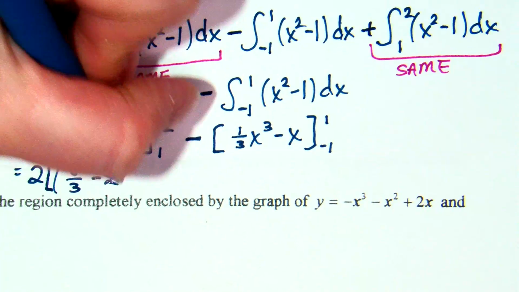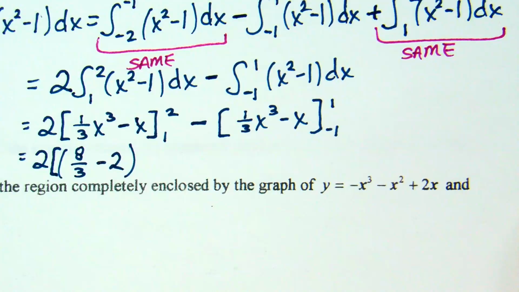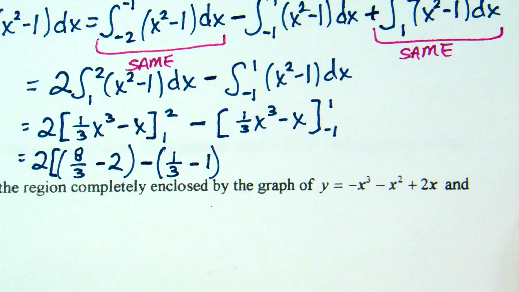And then, oops. So I've got 2 out front. Then I've got a bracket. Then in parentheses, what I get when I put in 2, which is 8/3 minus 2, minus, now I'm going to do a second set of parentheses, what I get when I put in 1. When I put in 1, it's going to be 1/3 minus 1. In the parentheses, in the bracket.